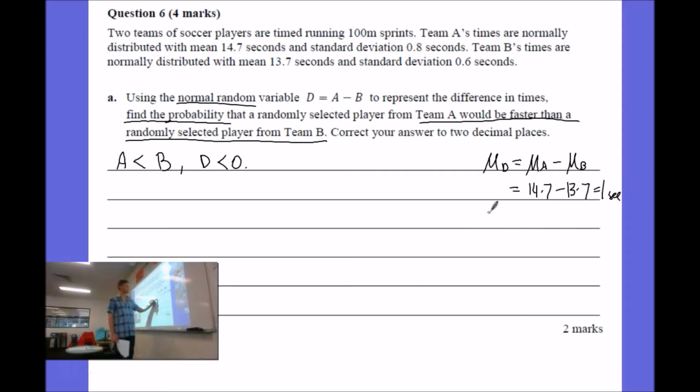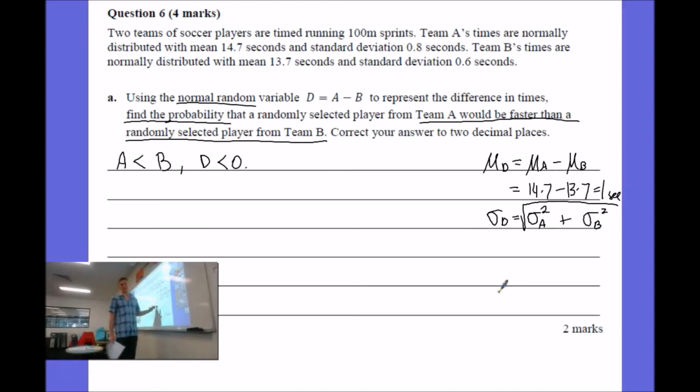What about the standard deviation of D? Well, the variances combine, isn't that right? The variance of D is the variance of A plus the variance of B. So that's the standard deviation squared. To get the standard deviation of D, I'm square rooting the standard deviation squared of A plus the standard deviation squared of B.